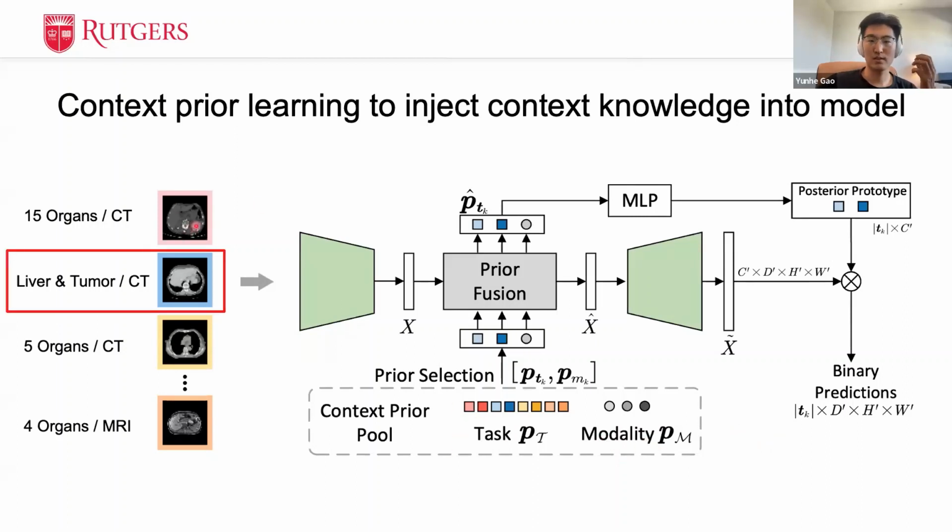So, for example, let's use dataset 2 as an example, with the liver and tumor and the CT modality. Hermes will select the corresponding task priors from this task prior pool, the blue ones for the liver and tumor, and also select the CT modality priors. And Hermes will concatenate those priors together into a token sequence.